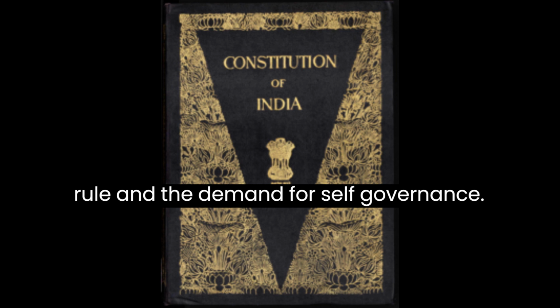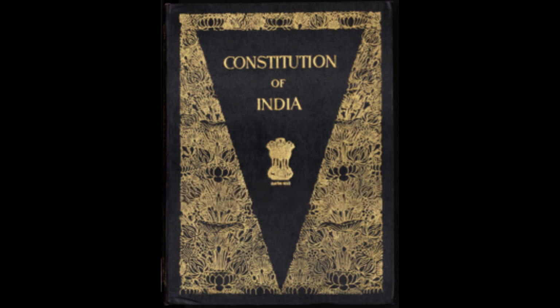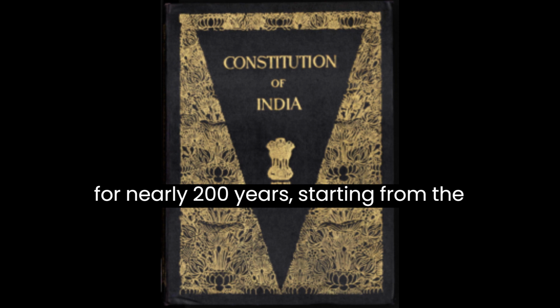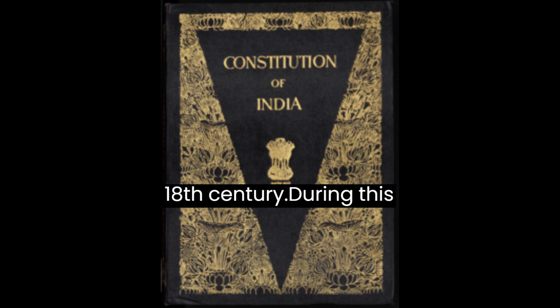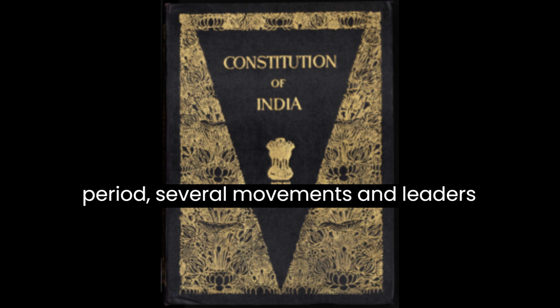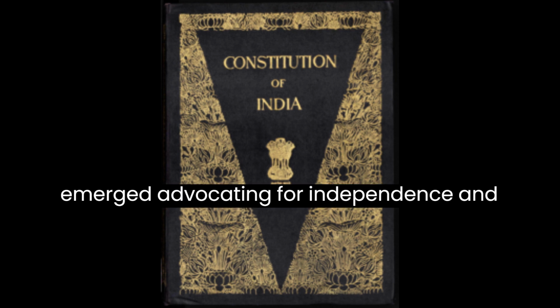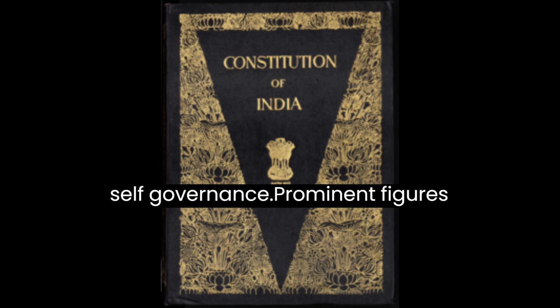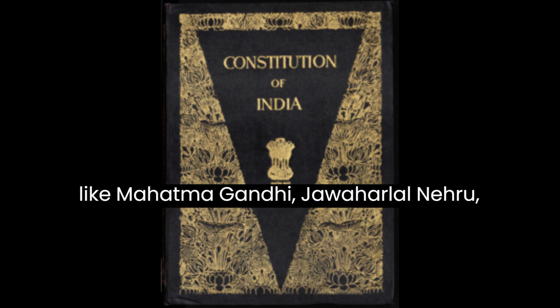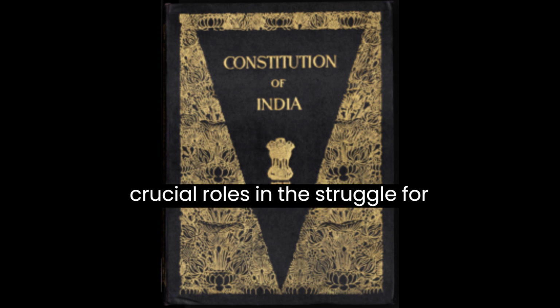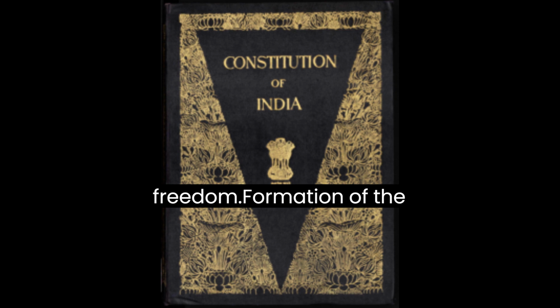British rule and the demand for self-governance. India was under British colonial rule for nearly 200 years, starting from the 18th century. During this period, several movements and leaders emerged, advocating for independence and self-governance. Prominent figures like Mahatma Gandhi, Jawaharlal Nehru, Dr. B.R. Ambedkar, and others played crucial roles in the struggle for freedom.